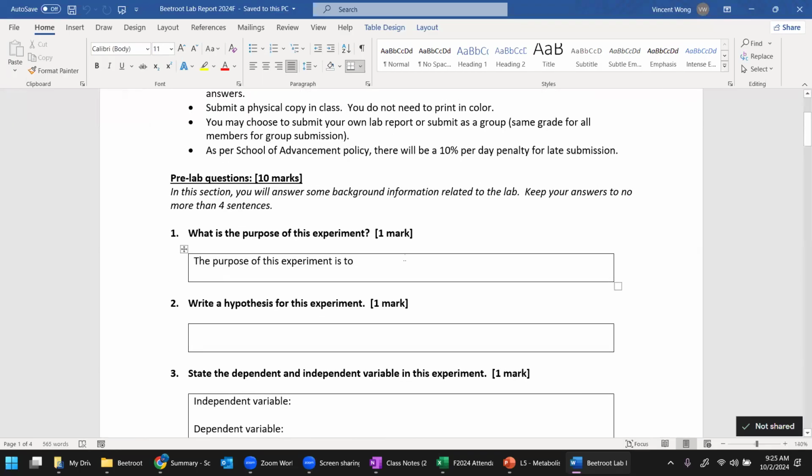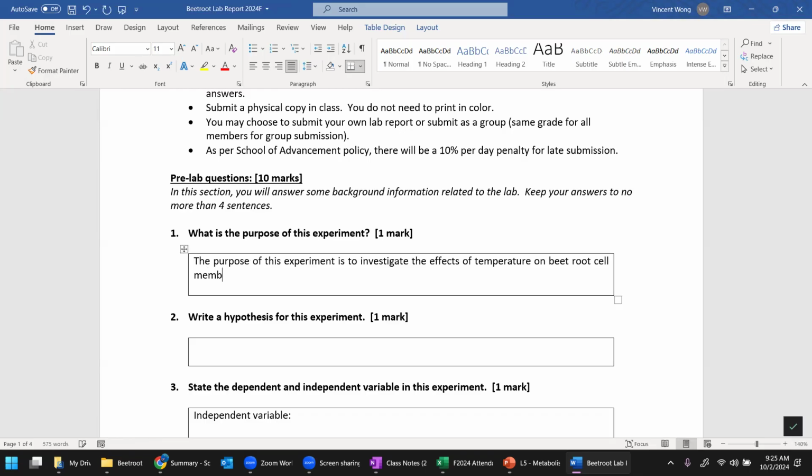So some questions you can actually do before coming to the lab, right? Once you read the procedure, you should be able to answer some of these questions. For example, what is the purpose of this experiment? So the purpose of this experiment is to investigate the effects of temperature on beetroot cell membrane permeability. Okay. I give you permission to copy it exactly as it is, okay? So that's 1 mark. You're welcome, right?